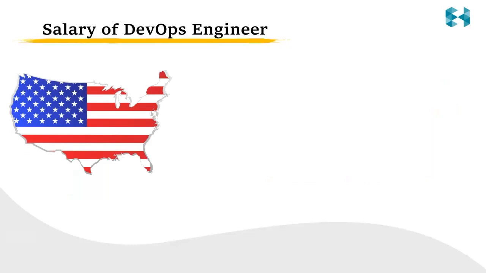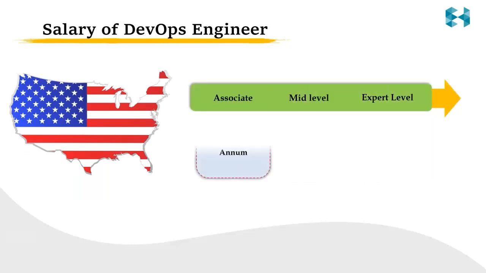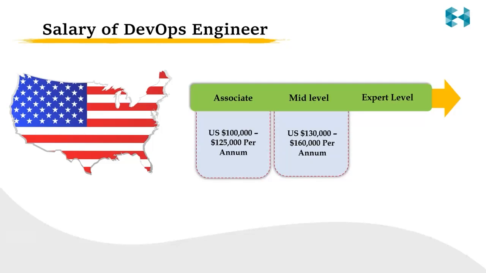Now let's look at the USA. At the associate level, DevOps engineers usually start around $100,000 to $125,000 per year. As you grow into the mid-level, salaries go up to about $130,000 to $160,000 per year. And at the expert level, DevOps engineers can make $150,000 to even $200,000 plus per year. These numbers can be even higher in big tech hubs like California, Seattle, and New York.